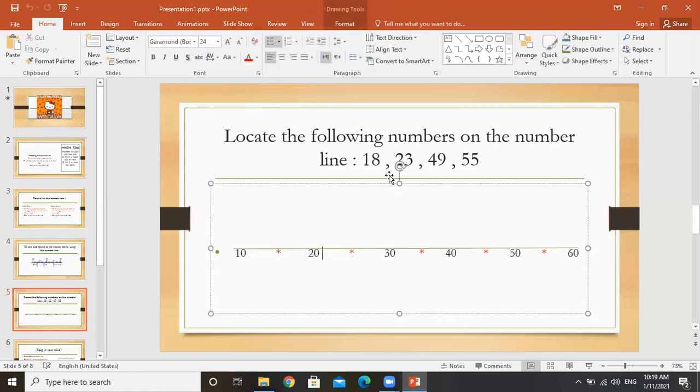And then we have number 23. 3 is less than 5. This means that if here we have 25, 23 should be located before 25. If here we have 20, then let's say 21, 22, so 23 should be located before 25.